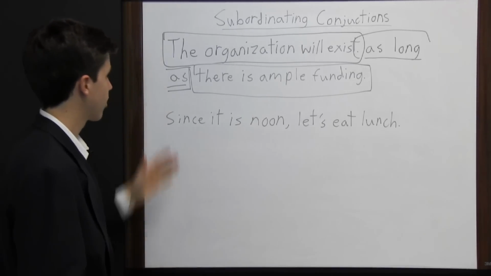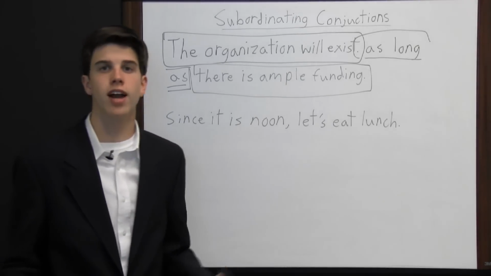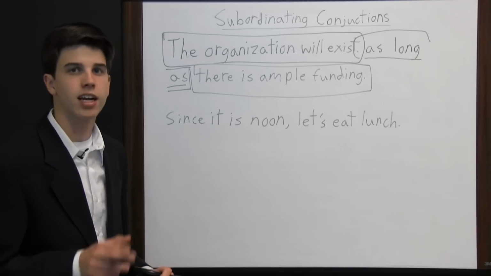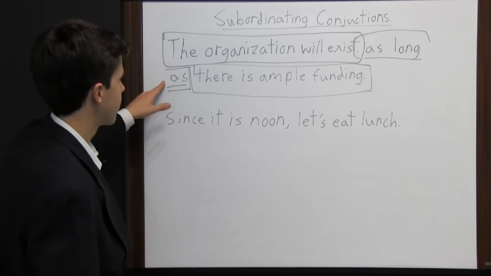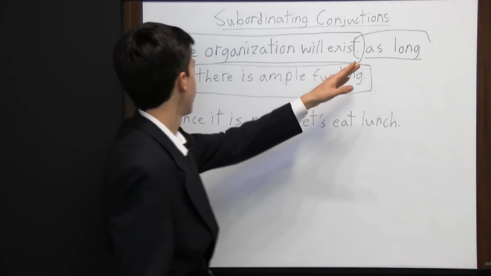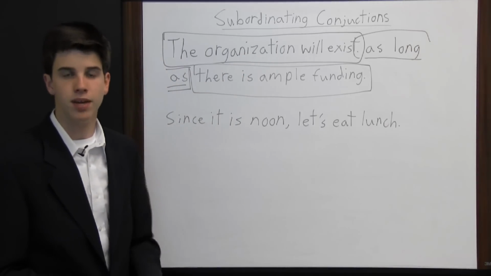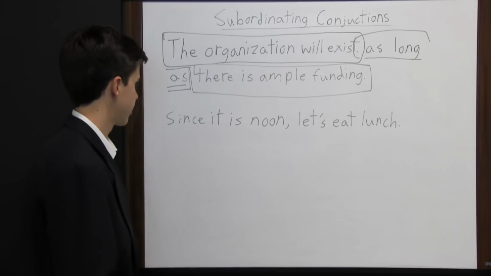Because if we were just to say the organization will exist as long as, that leaves us hanging. That's a fragment. It needs some other words to go along with it to make it a complete sentence. So the organization will exist as long as there is ample funding. So as long as is the subordinating conjunction, making the first part of the sentence dependent on something else to complete the sentence. Let's look at one more example.